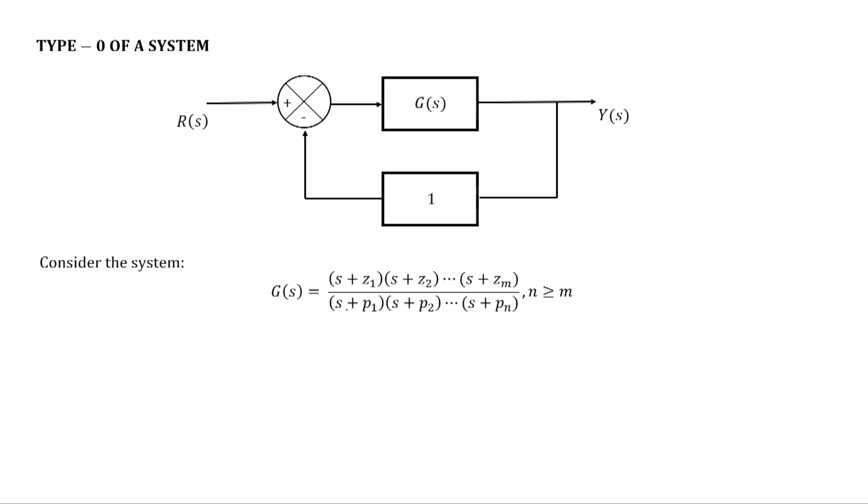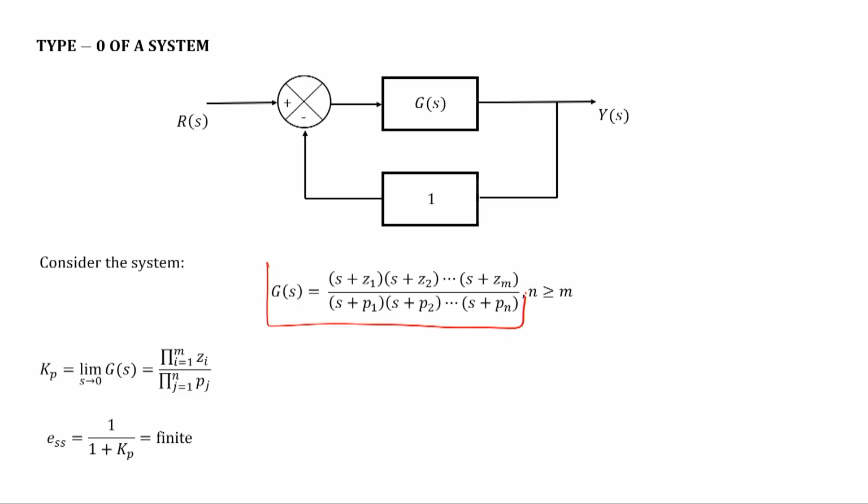So, for example, if there are no poles at the origin, consider this transfer function. In this transfer function, z1, z2, to zm and p1, p2, to pn are all positive numbers, not 0. In that case you see there is no pole at the origin for this transfer function. Remember, I am talking about the transfer function G(s). In that case we will call this a type 0 system because there are no poles at the origin. So, let us see what will be our error constant.